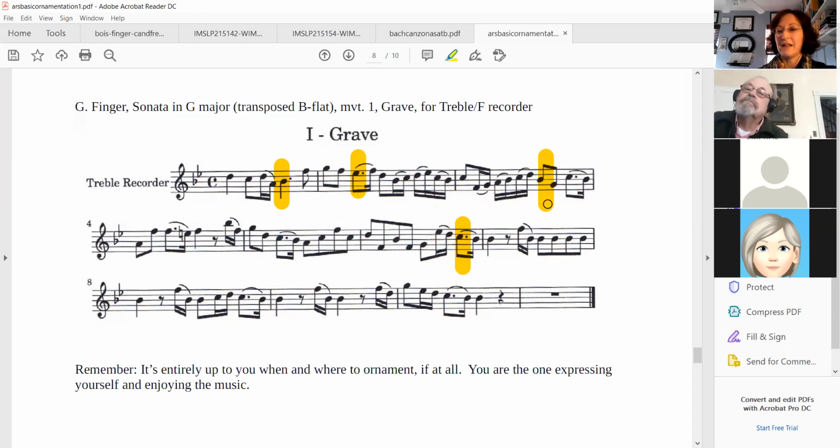And anybody want to play? Let's look at the second line of that, where we have the A going to the F, and what would you do in that measure? What would I do in that measure? Oh, that's easy. I trill right there.